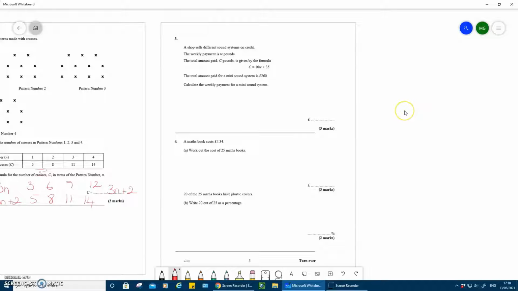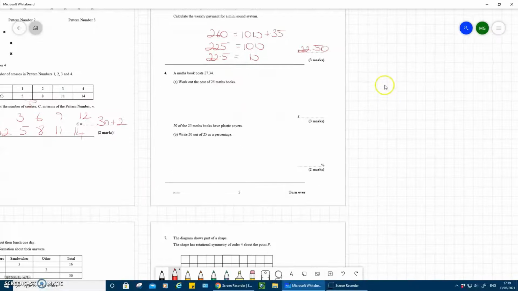Question number 3, we've got a formula. We're told the total amount is 260, so we should be writing 260, which is the cost, is 10w plus 35. Take off the 35 from each side, so it's 225 is 10w, so w is this divided by 10, 22 and a half. Because it's money, it must be £22.50p. Notice that I've written down working out. I've not just done it in your head. I've not tried to do anything clever. It's very important you show details.